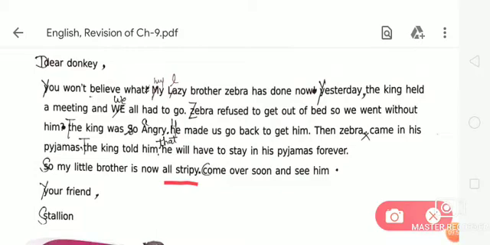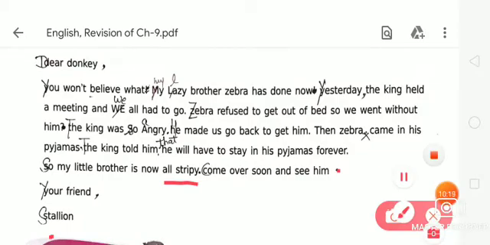After that full stop, the first letter will be capital, so C will be capital: "Come over soon and see him." Here we have to put a full stop. Okay students, here is "your friend." The first letter of "your" will be capital, Y will be capital, and after that "stallion," so S of "stallion" will be capital. Just like this you have to change the given letters of the words.